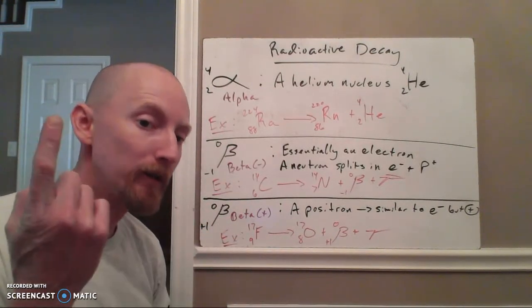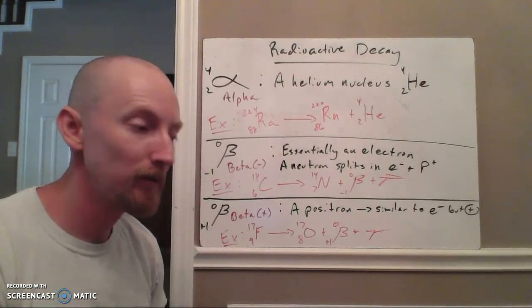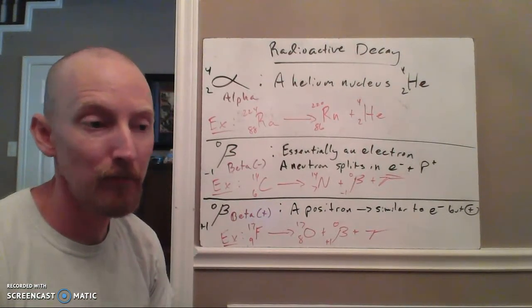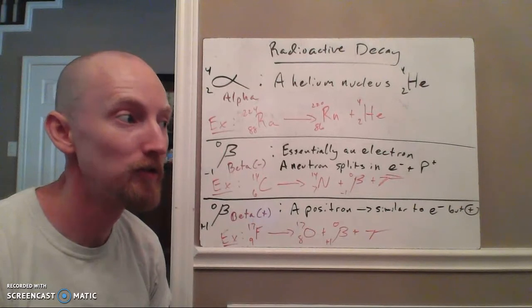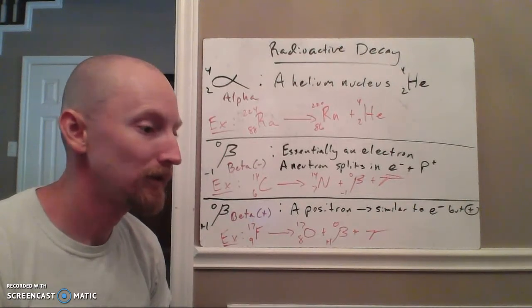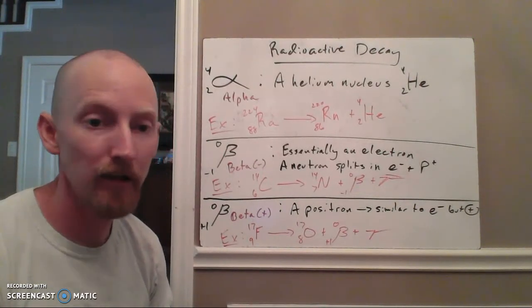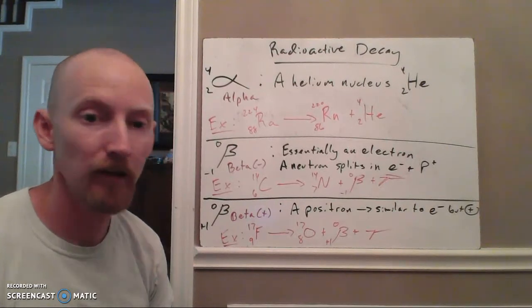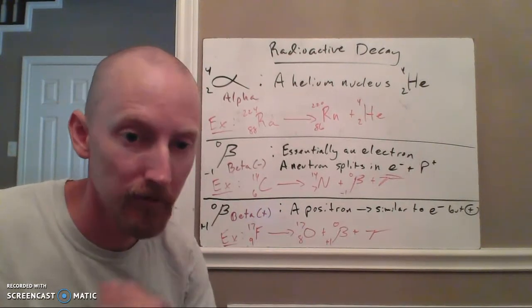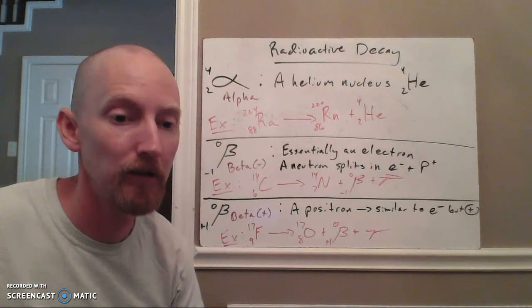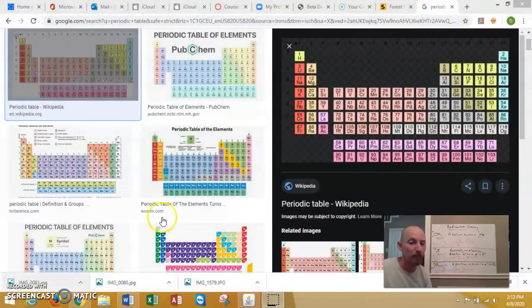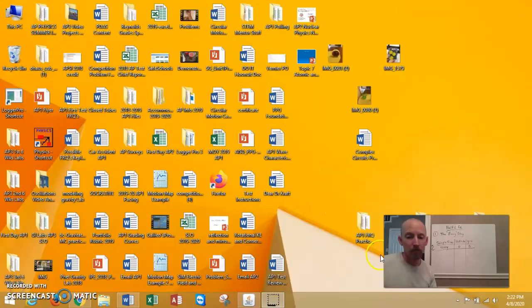There's one more type, and it's called gamma, and there's really no math that goes along with gamma. Gamma is just high energy. It's not really even considered a particle, and it is very nasty stuff, and it will cause cancer, and it's really strong stuff. Okay. All right.